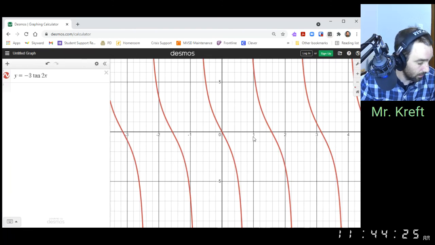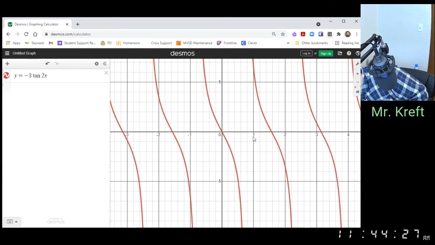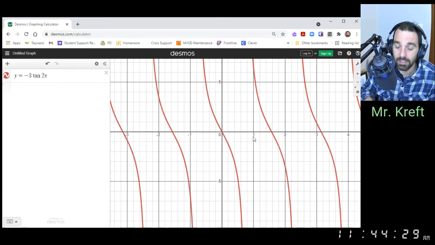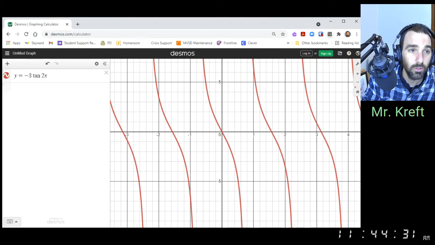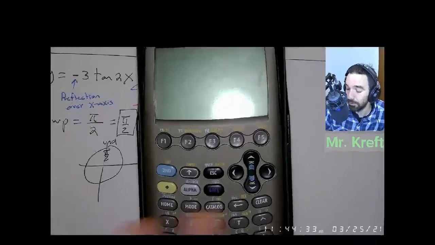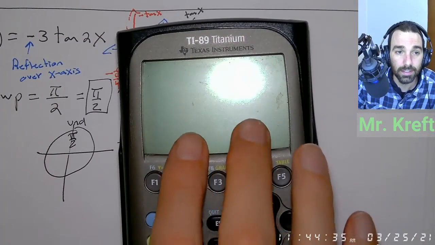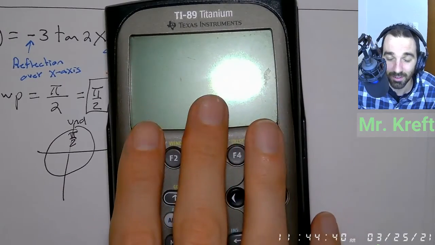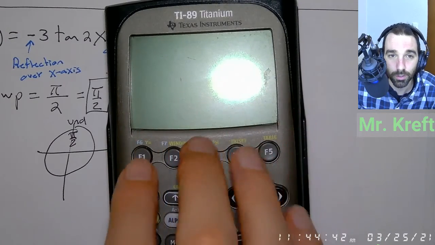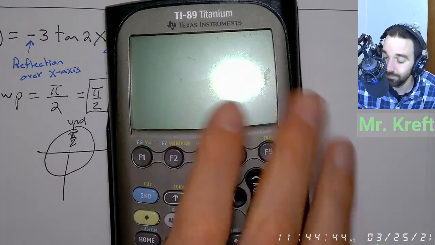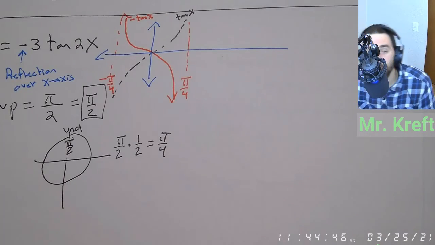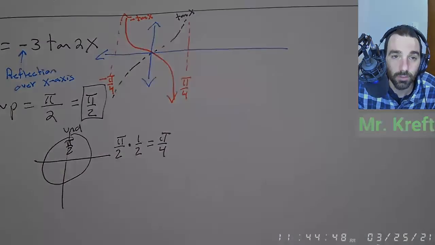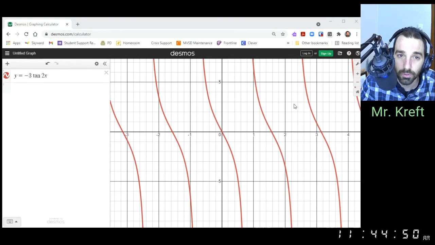Now, if you have a fancy calculator, I have a really fancy calculator. I have a TI-89 Titanium. I'm not saying you guys need to go buy one of these. These are really expensive. But this one will show you asymptotes. Does anybody have questions about the Desmos graphing calculator or anything like that?